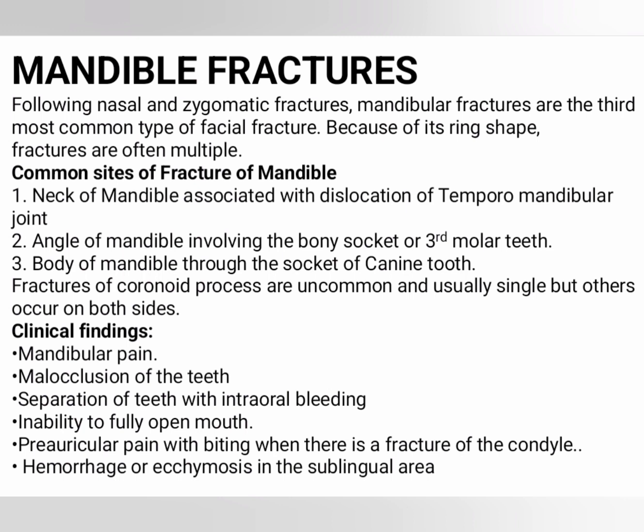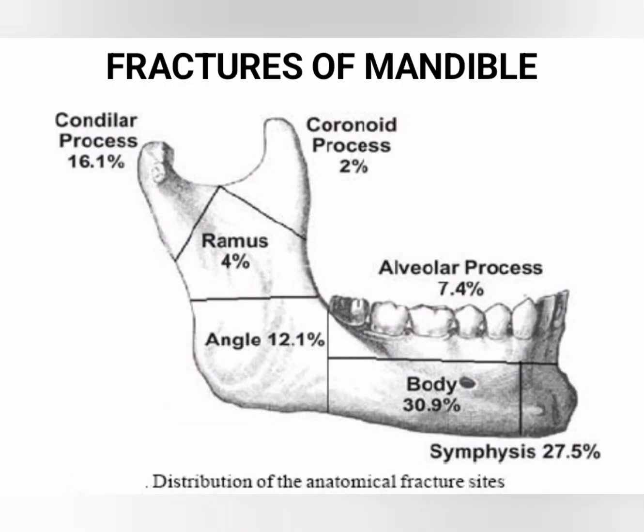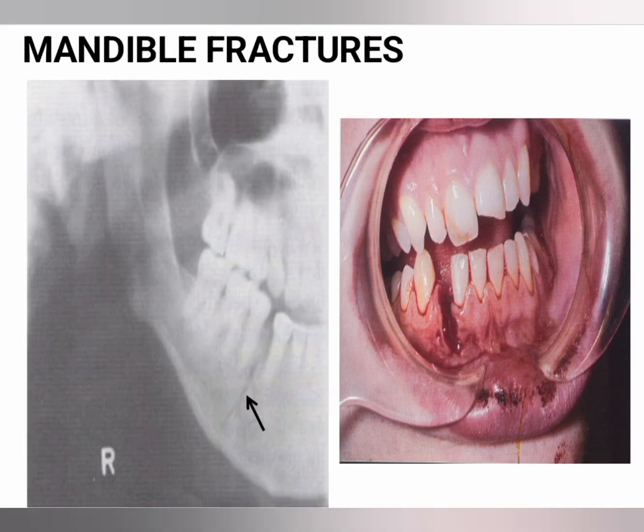The clinical findings are mandibular pain, malocclusion of the teeth, separation of the teeth with intraoral bleeding, inability to open the mouth, preauricular pain, and hemorrhage or ecchymosis in the sublingual area. This figure represents the common sites of fractures of the mandible. The highest rate is the body, 30.8%. This X-ray represents the fracture of the body near the canine teeth.